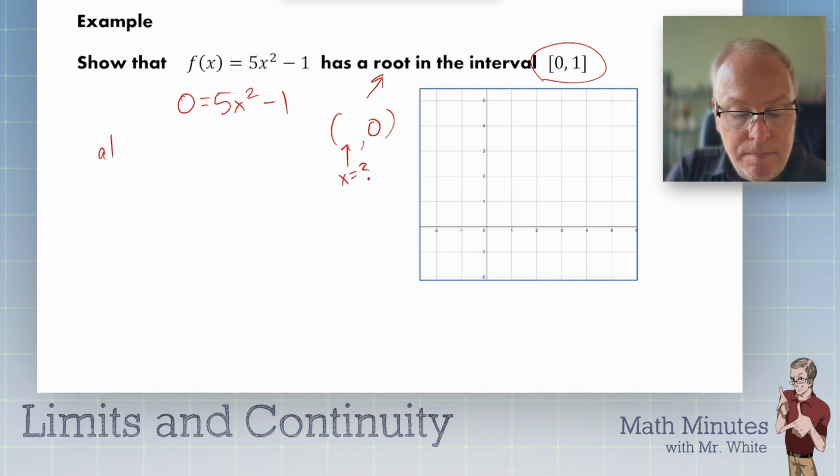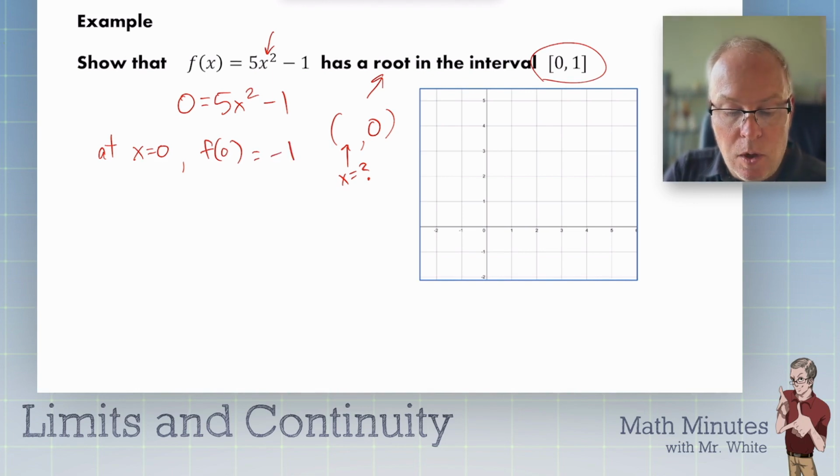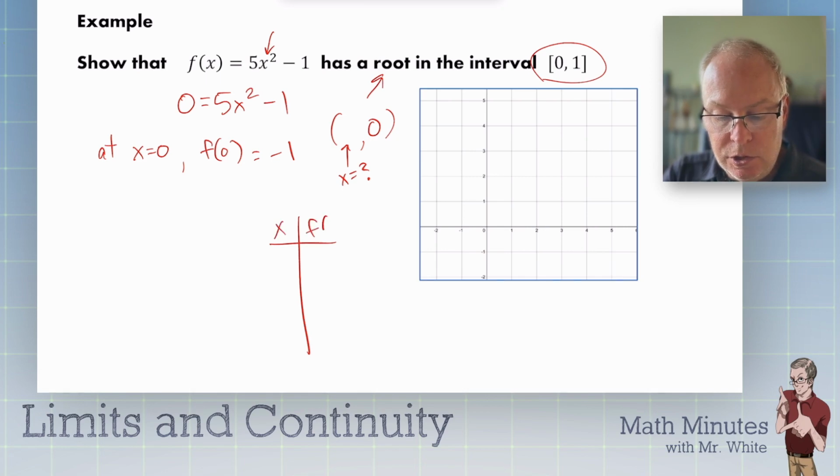So at x equals 0, what do we have? We plug 0 into this. F of 0 is negative 1. So if you think about your t-chart, a lot of students like to visualize with t-charts. At 0, we are at negative 1. And here's that point right here. Boom. On my graph.